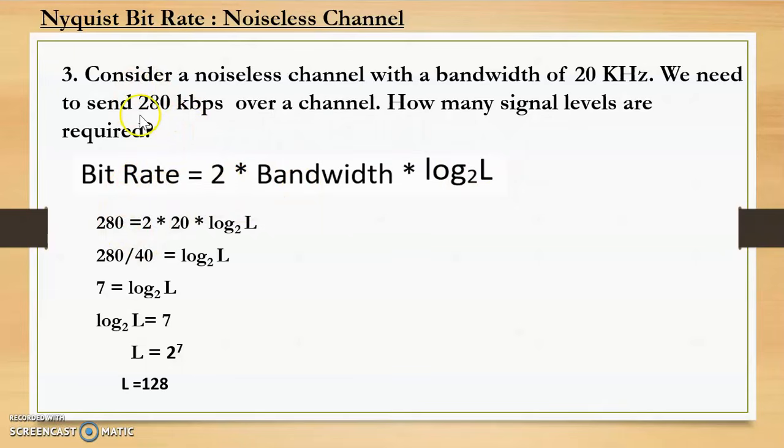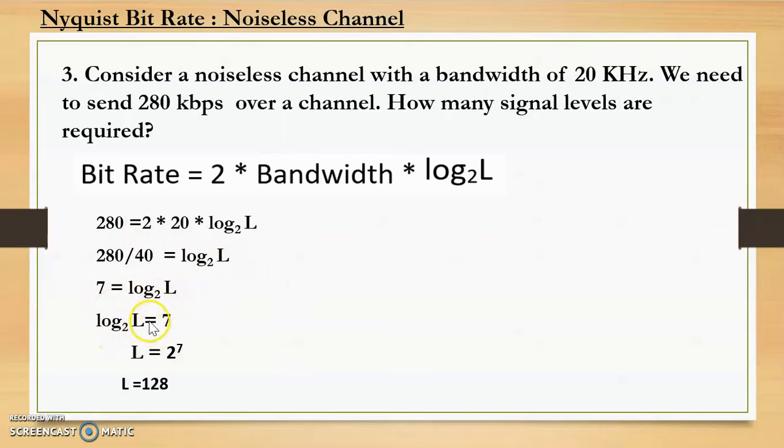The bit rate given is 280. So we will get 280 equal to 2 into the bandwidth. The bandwidth is given as 20. So we will get 2 into 20 multiplied by log L to the base 2. Now 2 into 20 is 40. So once we take 40 this side, we will get 280 divided by 40, which is equal to log L to the base 2. So we will get 7 equal to log L to the base 2.